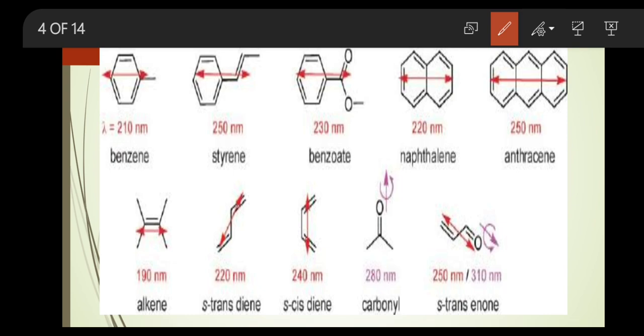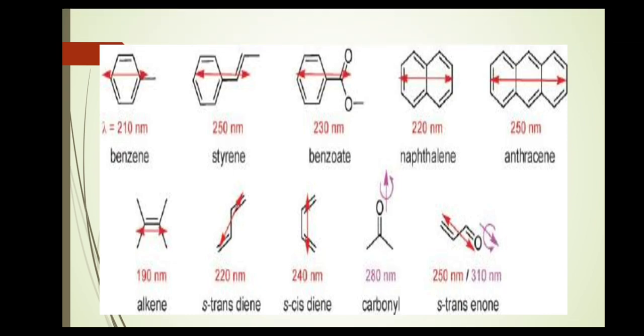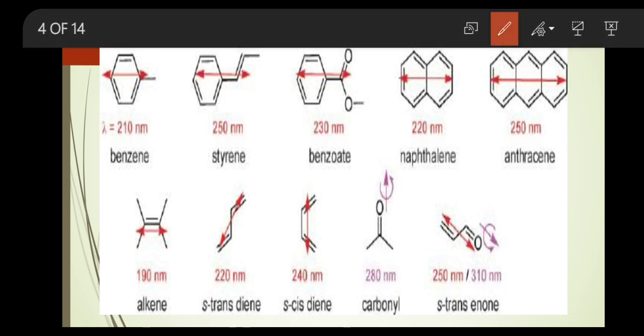And there is also the benzoate ion, an ester. Here also the benzene ring has 3 double bonds, and there is a carbon-oxygen double bond, and it absorbs at 230 nanometers. In the next example, naphthalene, we have 220 nanometers of absorption, and anthracene 250 nanometers, and alkenes some 190 nanometers of absorption. And there are dienes.